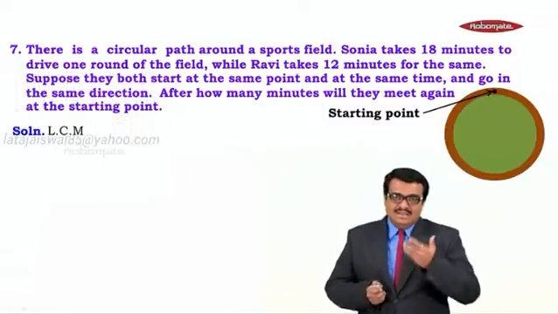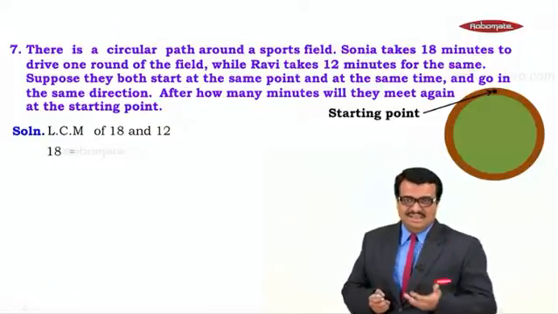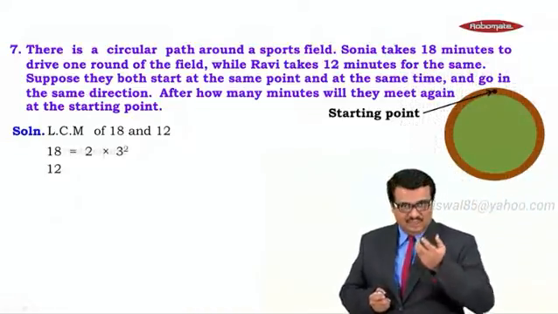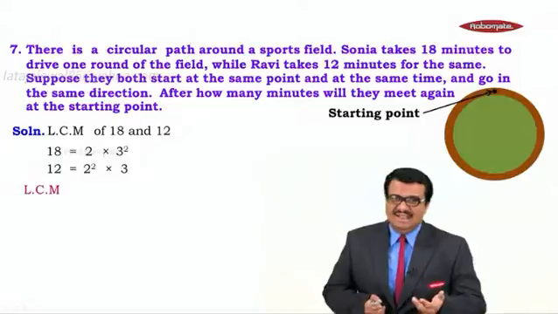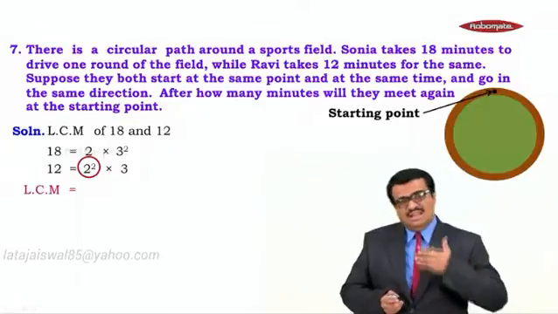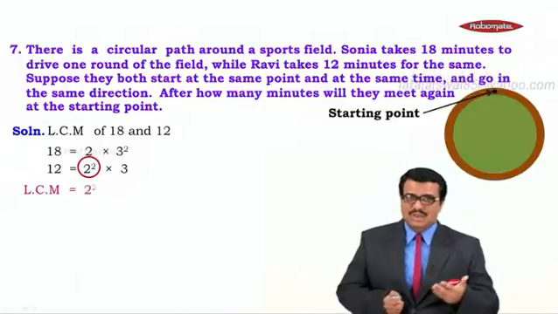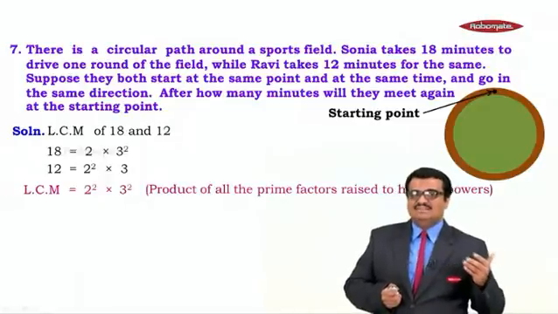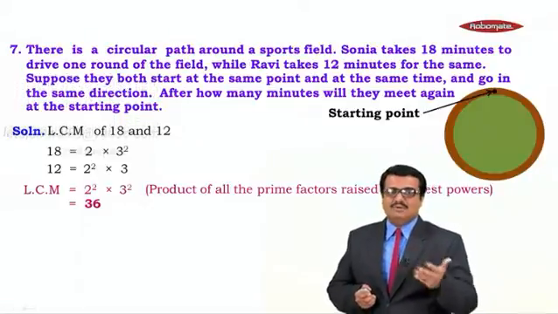Right? Now, LCM of 18 and 12. How will we present it? Take the number 18 and do the prime factorization of 18. It will be 2 into 3 square. Take 12 and do the prime factorization of 12. It is 2 square into 3. And LCM is nothing but the product of all the prime factors raised to the highest powers. There are only 2 prime factors here, 2 and 3, and the highest power of 2 is 2 square and the highest power of 3 is 3 square. So the product of all prime factors raised to highest powers will be 36, because 2 square is 4 and 3 square is 9, 4 nines are 36.